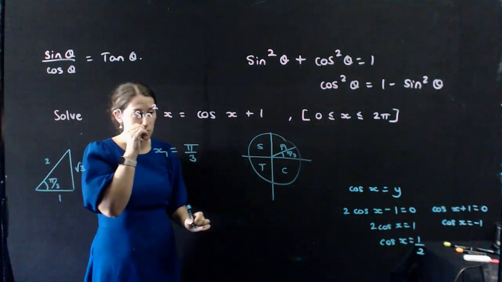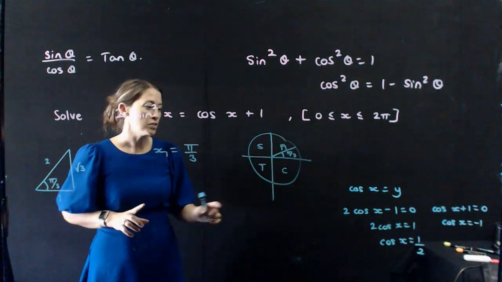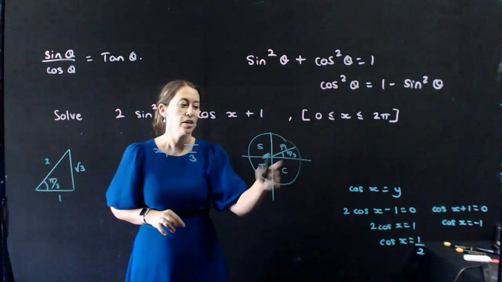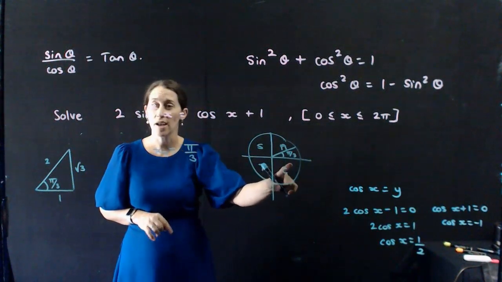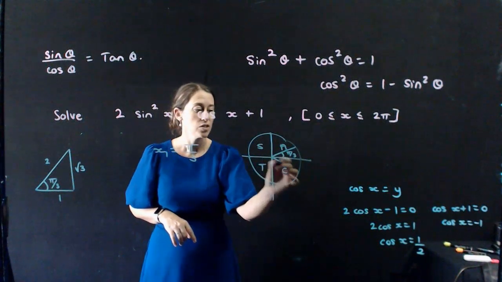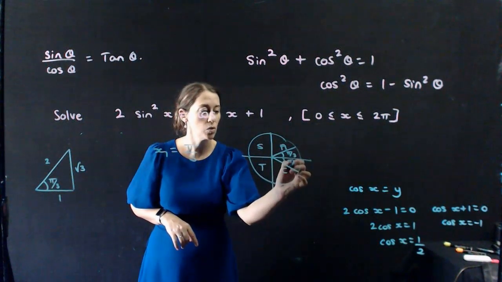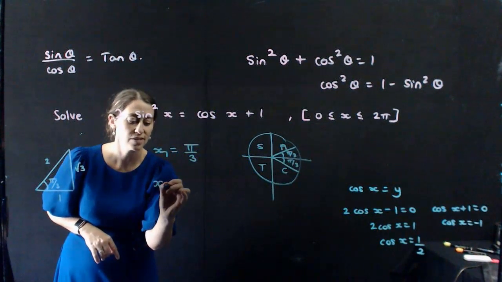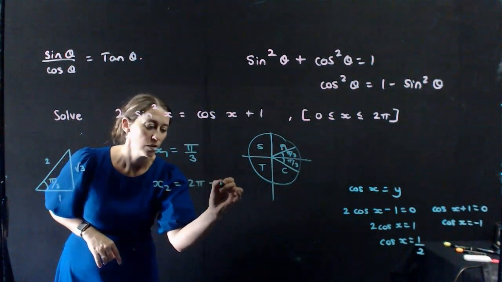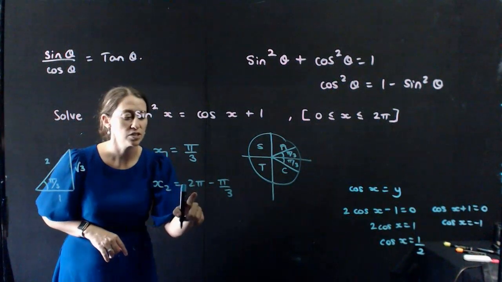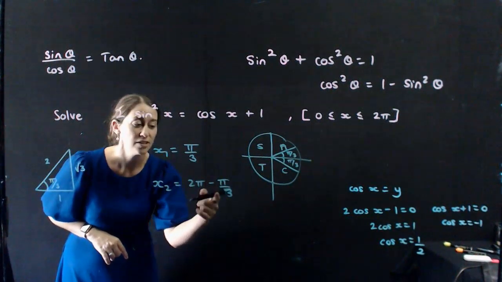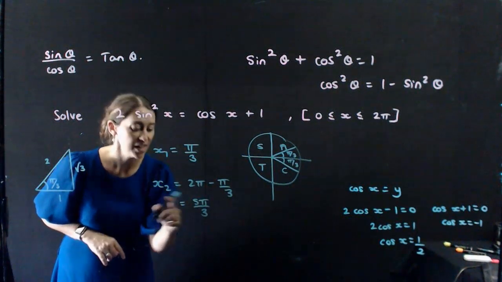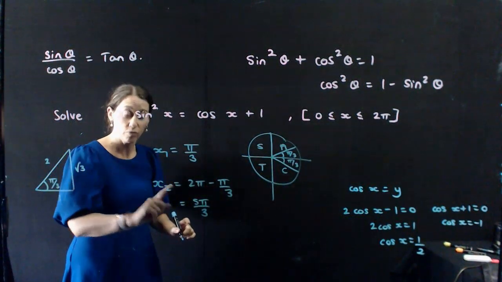I'm going to call that x1. Now let's have a look to see if there are any more solutions within this unit circle here. Yes, there is another area where cos is positive. So what I need to do is work out what 2 pi minus pi over 3 is to get my second solution. Working that out, you can turn that into 6 pi over 3, take away 1 pi over 3 is 5 pi over 3. So our second solution is 5 pi over 3.